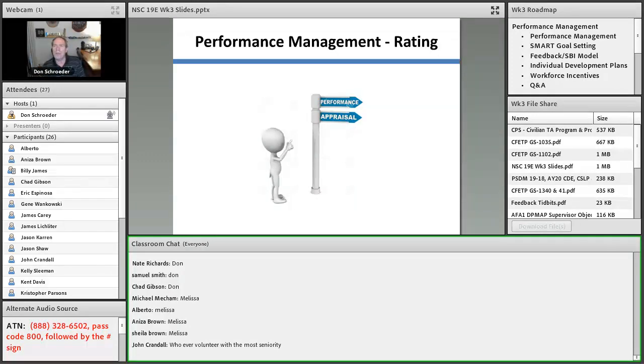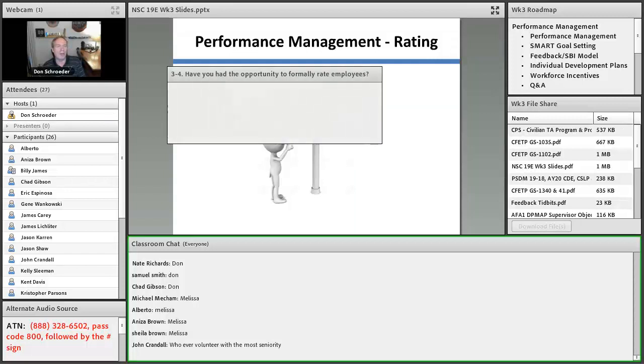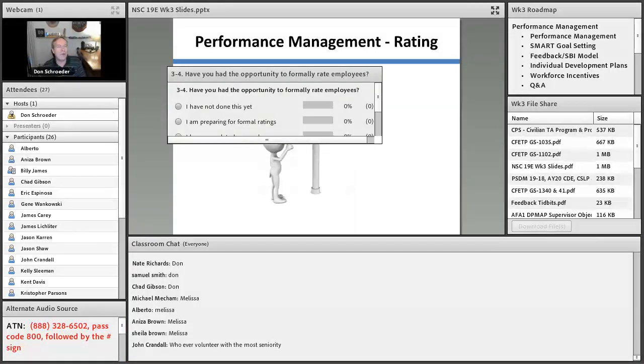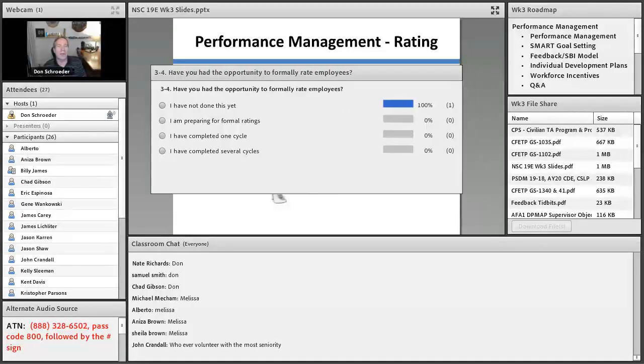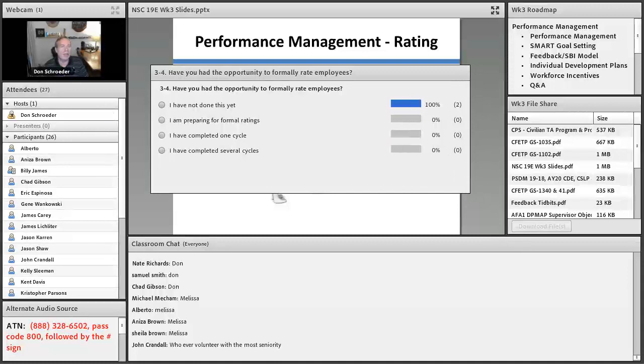Hey, my last poll for you, because it deals with ratings, okay? Have you had the opportunity to formally rate any of your employees yet? Your civilian employees. So that's what we're talking about here in this class. Have you had the opportunity to formally rate your civilian employees? So you got your options: I've not done this yet, or I'm preparing for formal ratings, or I've completed one cycle, or I've completed several cycles.